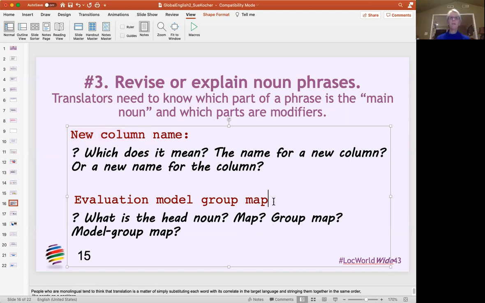This one is even harder because there's 4 words in it. I've come across as many as 7-word noun phrases because we can do that in English, but you can't do that in other languages. So again, what's the head noun? Is there this thing called a model group and it's a map for that used for evaluation? Or is it a group map for an evaluation model? It's hard to say. So they would have to ask the developer to, as I say, unpack the noun phrase. And I would revise this to make it more clear, basically.